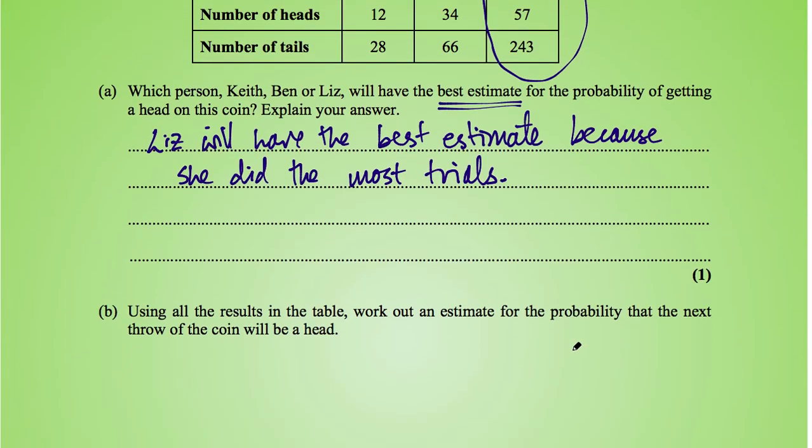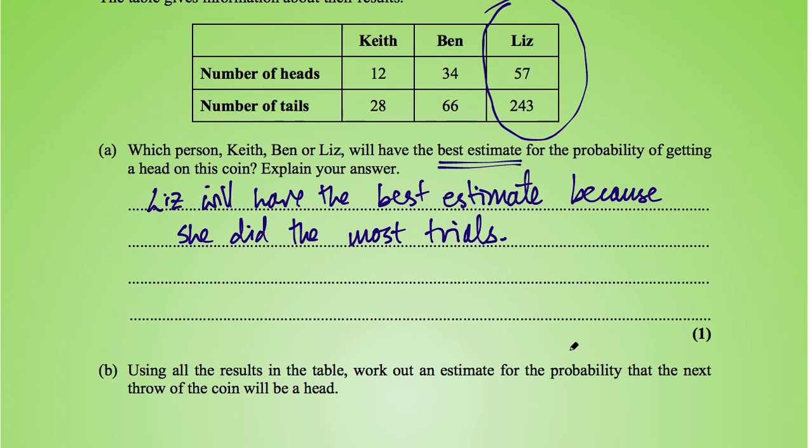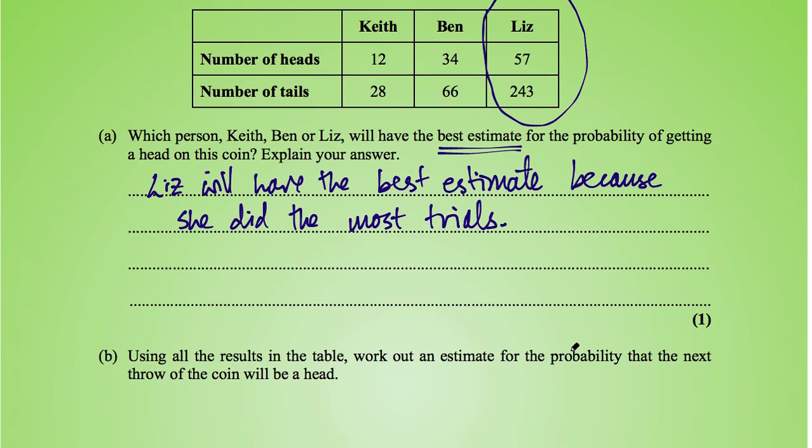Question B, using all the results in the table, work out an estimate for the probability that the next throw of the coin will be a head. So we're going to work out the relative frequency of heads compared to throws, and that will become our probability of getting a head with the next throw.